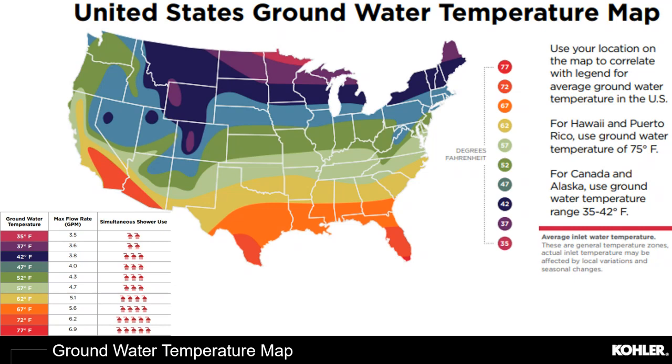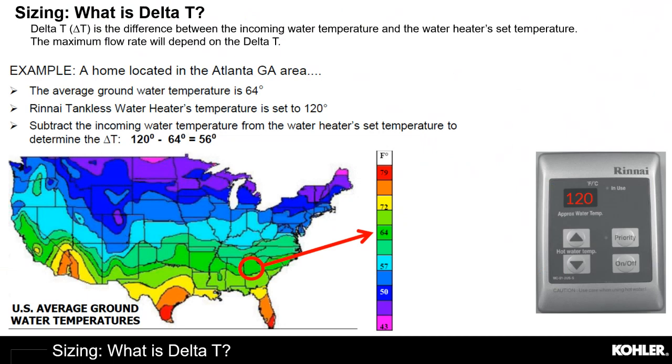So understanding this first and foremost will help you determine and look at your overall charting. And we're going to look at that on the next slide to break down what that means for each of the units. But understanding what this means overall, a delta T is really the difference between the incoming water temperature, your groundwater, and the water heater set temperature. So that maximum flow will depend on what that delta T curve is. We wanted to do a quick example for you today. So utilizing Atlanta, Georgia, average groundwater temperature is right around that 64 degrees.